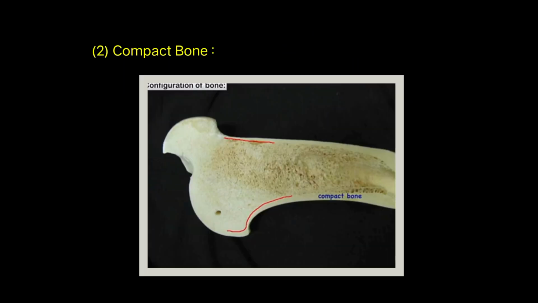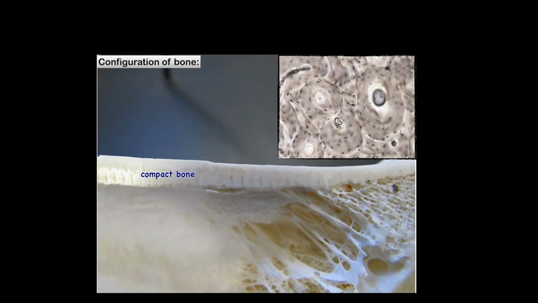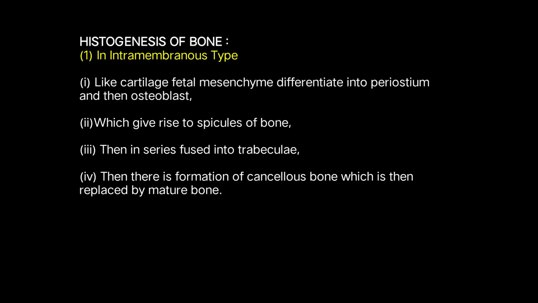Now the next, compact bone. So this is the structure which is red marked here. This is the outer surface structure, this is the compact bone, and the compact bone is visible here also. This is the spongy bone in this location where I have written S, and this is the compact bone, that is the outer wall like structure. So configuration of bone we have seen.